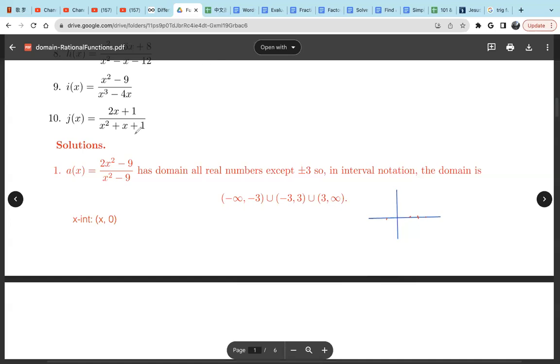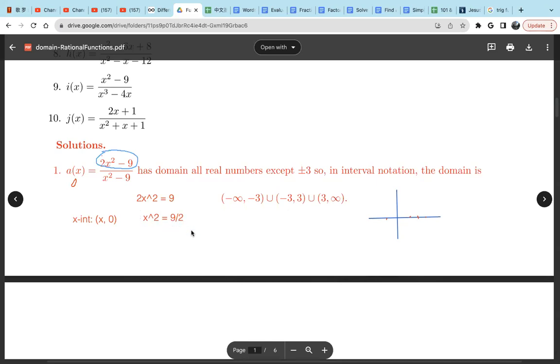So we just set the function value to be 0 for this rational expression. Then this rational expression being 0 means the numerator is 0. So I have 2x squared minus 9 equals 0. That means 2x squared equals 9. Right? We divide by 2 on both sides. We get x squared equals 9 over 2.